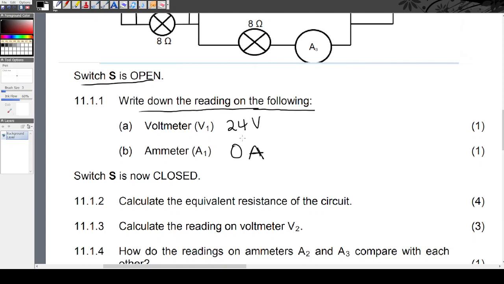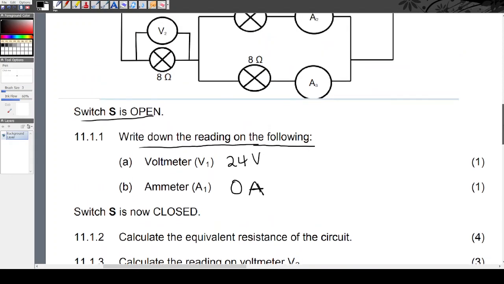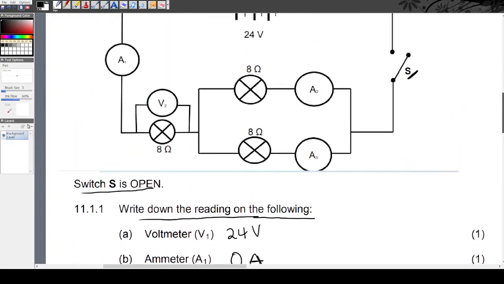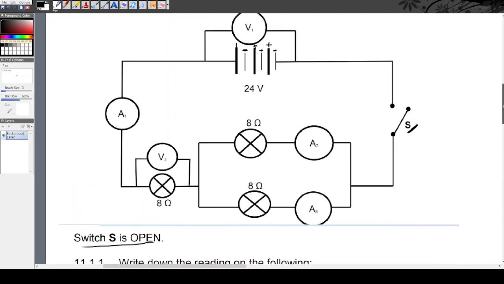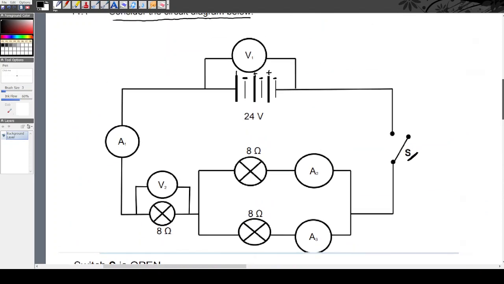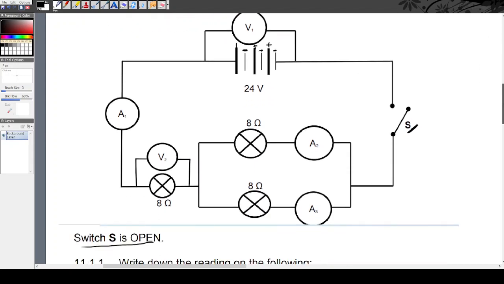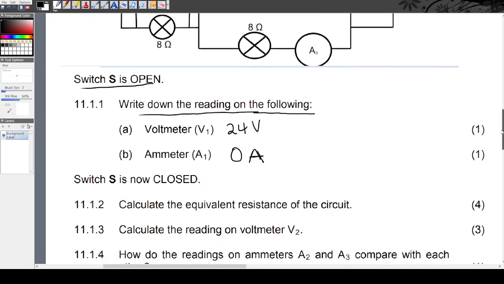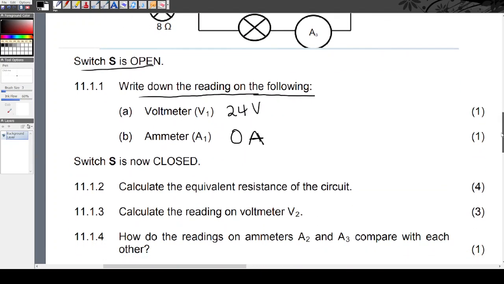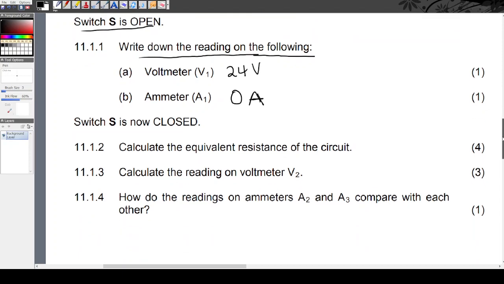Feel free to take a break if you feel like you're already tired at this point. Take a break, go and drink some water, and make sure you pause the video, of course, and then come back and continue, because this analysis is more like teaching you at the same time. Everything that I'm going to be calculating or doing in this circuit, I will be explaining why I do it. Okay, so I'm assuming you already understand why we have 0 amps and 24 volts.